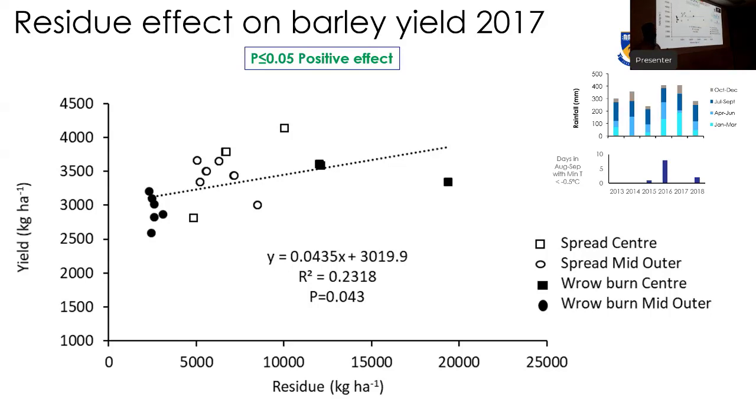So here's our residue effect on barley yield, 2017. You take that point out, which is a little bit of an outlier. It's a pretty solid relationship between crop yield and residue quantity. So that's nice. And what's going on here in 2017? 2017 is a year where we've got almost no rain around seeding. So in this situation, we've got lots of residue, probably impacting on soil water. We need to look into that a bit more, but it does make sense. Lots of residue giving us higher yield under those really dry conditions at seeding.